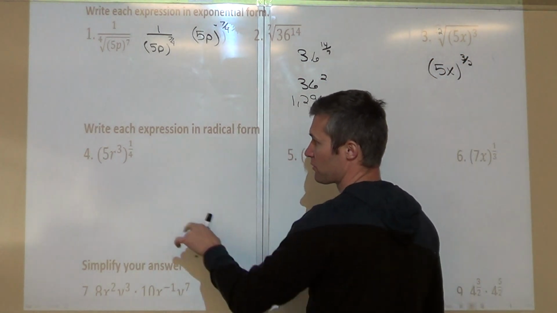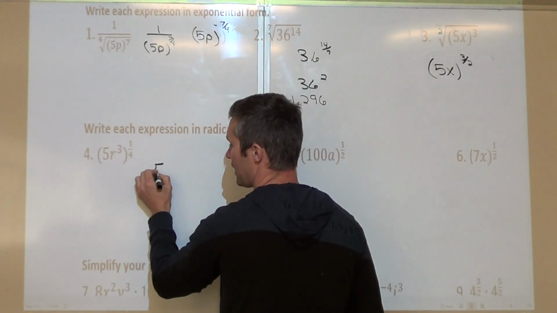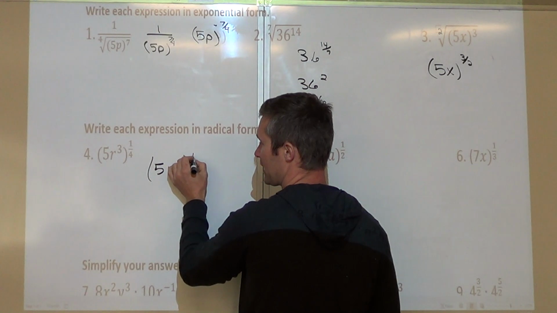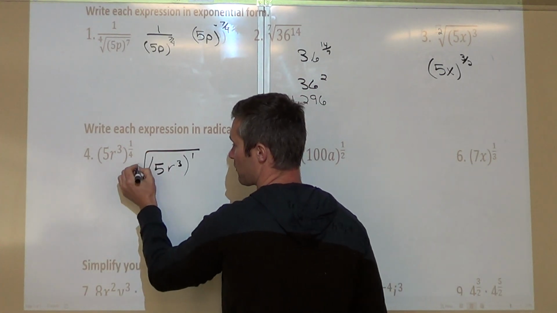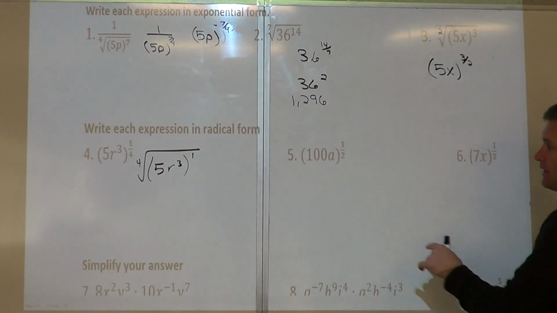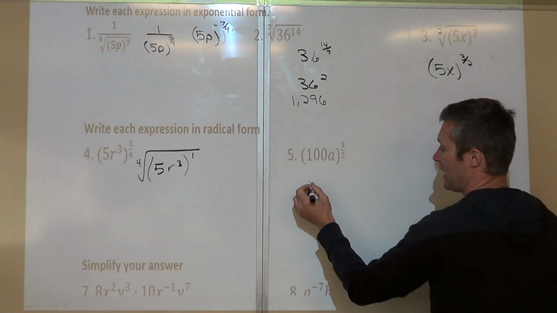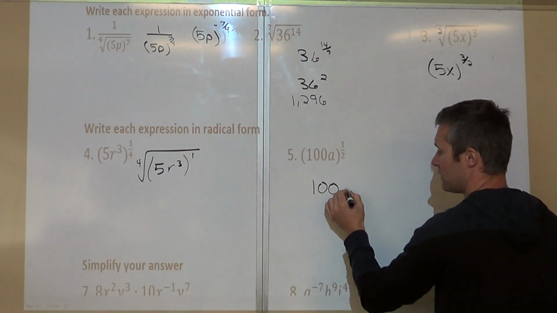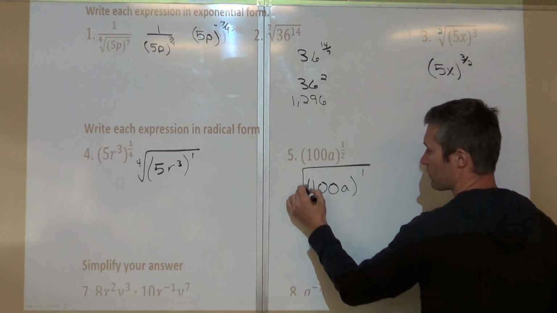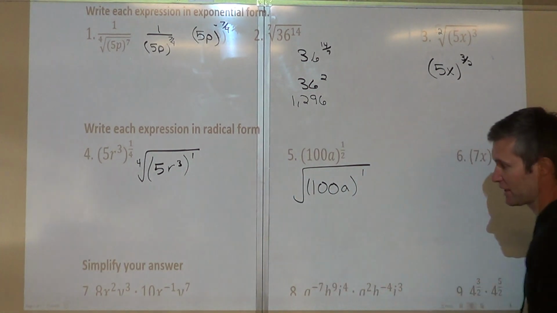Next, we're just going to go to radical form. So make sure 5r to the third, that's all in parentheses. We're taking a power of 1 and a root of 4. Okay. Next one, we have 100a in parentheses, power of 1, root of 2. So you can leave it as that.